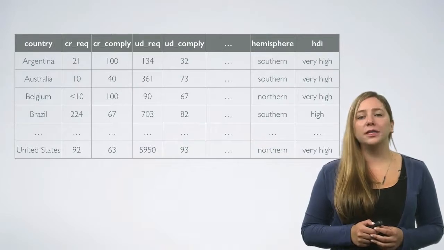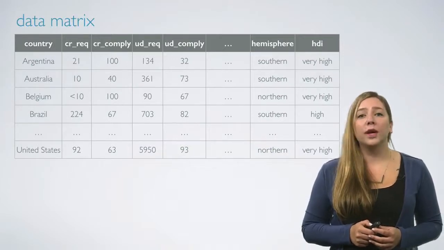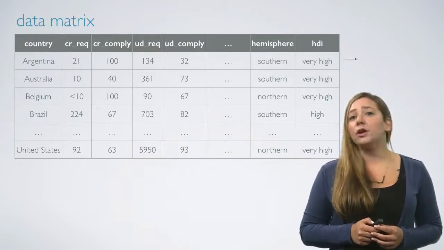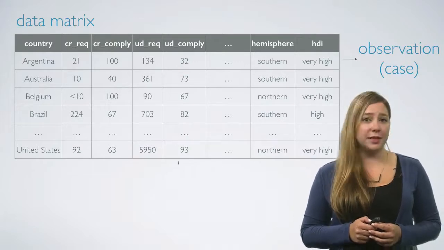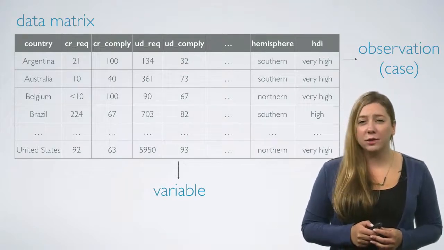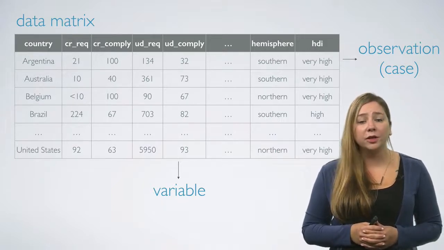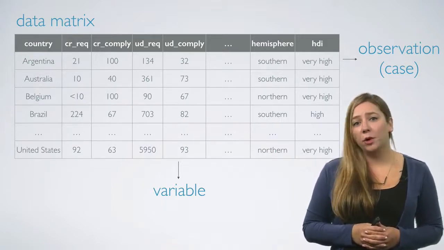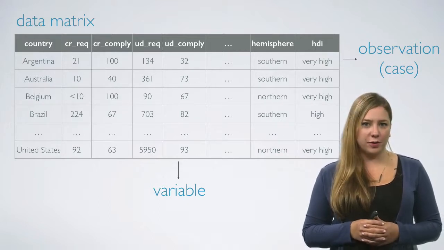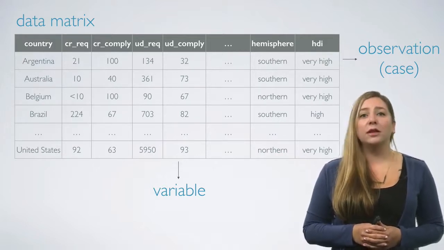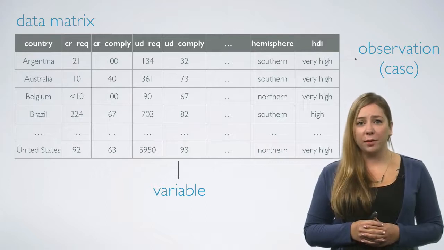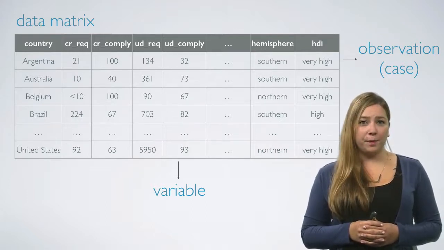Data are organized in what we call a data matrix, where each row represents an observation or a case, and each column represents a variable. If you ever use spreadsheets, for example an Excel spreadsheet, this representation should be familiar to you as well. We'll talk in a moment about what each one of these variables represent, but before we get there, let's first discuss various types of variables and how to identify them.